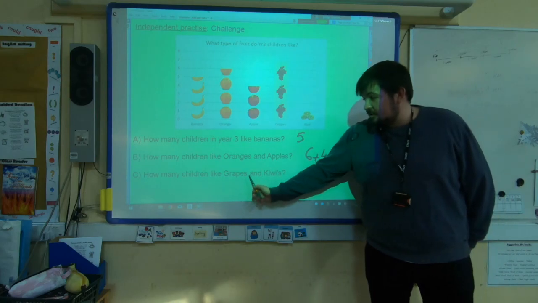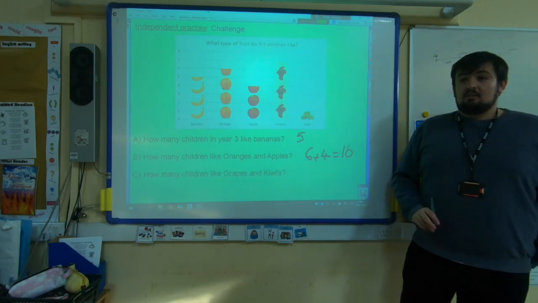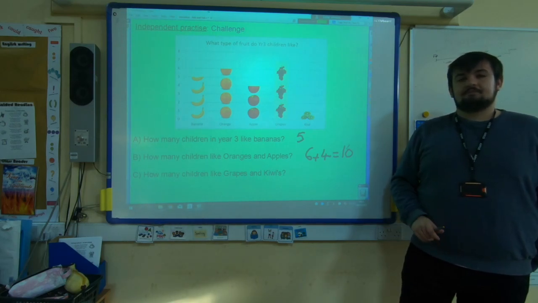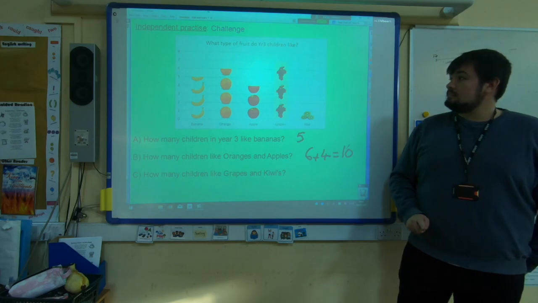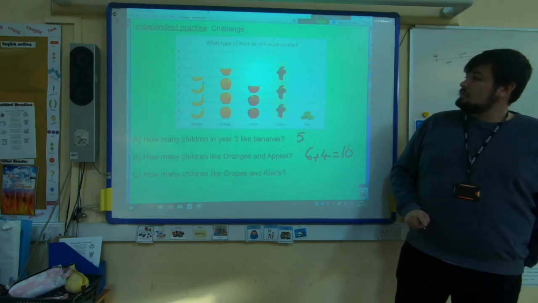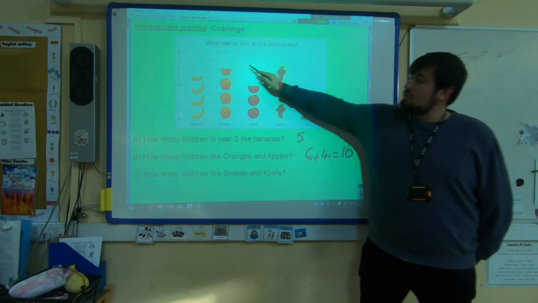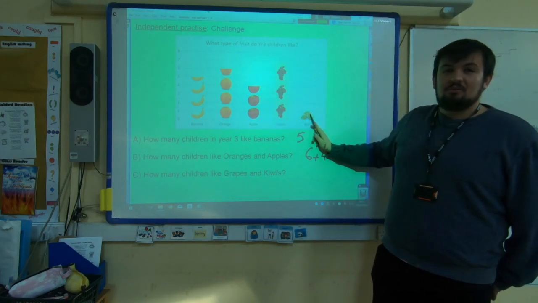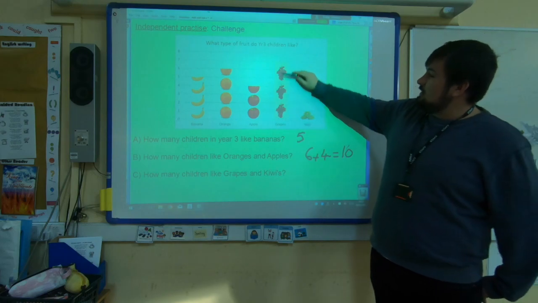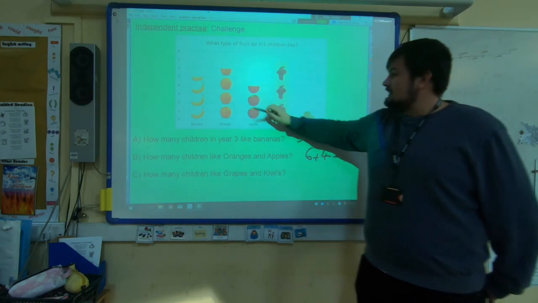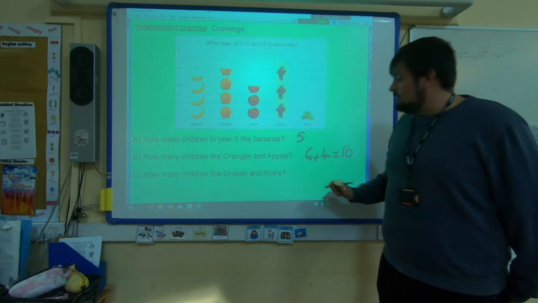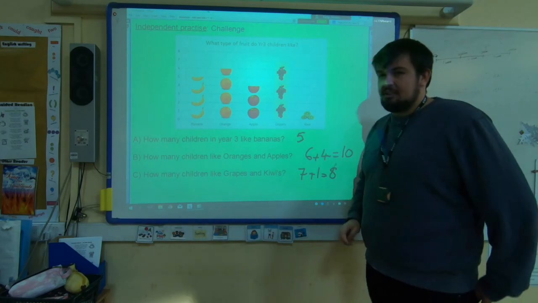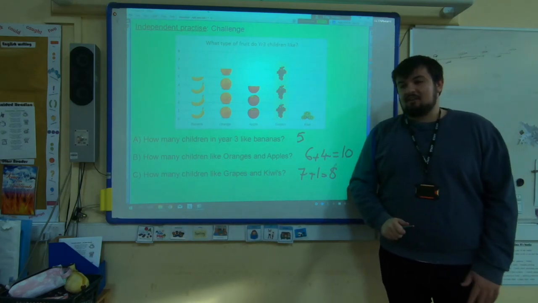How many children like grapes and kiwis? What do we have to do for this one, please, Leo? You have to add. Grapes, 6, add 1. It's 7. 7 add 1 equals 8. Good boy, yeah. So we have to find out what the total of the grapes is, which is 7. Find out the total of the kiwis, which is 1. 7 add 1, we know is 8. 8 children. Good work. Fantastic from all of you.